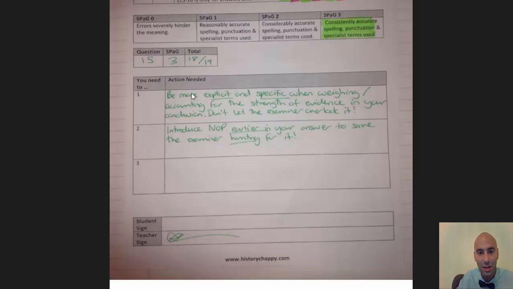But we always want to improve, so their targets were to be more explicit and specific when weighing and accounting for the strength of the evidence in their conclusion. Don't let the examiner overlook it. Examiners are hard-pressed people. If you don't make it obvious to them, they might well miss it. So mention those words, use that leading language, strength of evidence in the conclusion. And I've also put here, introduce nature, origin, purpose earlier in the answer to save the examiner hunting it down. So get it in earlier, make the examiner feel at ease so they haven't got to go hunting for it.